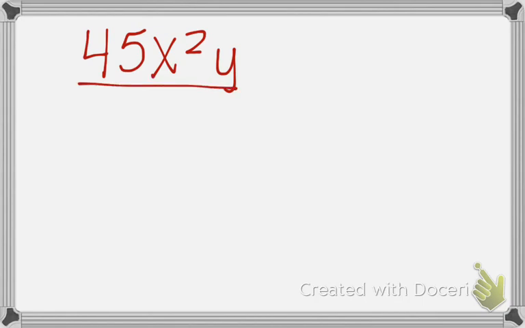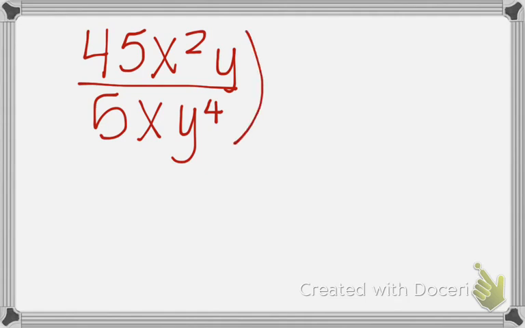Here are your 2 practice problems for this section. So I've got 45x squared y over 5xy to the 4th. And all of this is to the 2nd power. So why don't you take a moment and solve that problem.